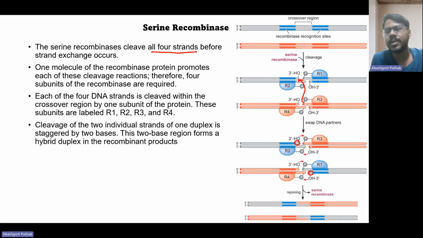And similarly, this one will go and join to this region. And the other half of the first strand, they will join with each other. So that is why you are getting this type of product.